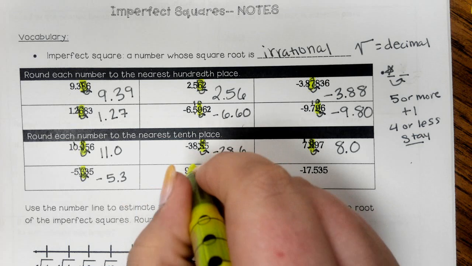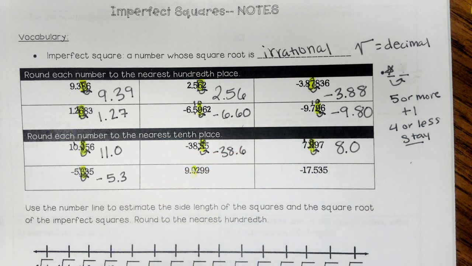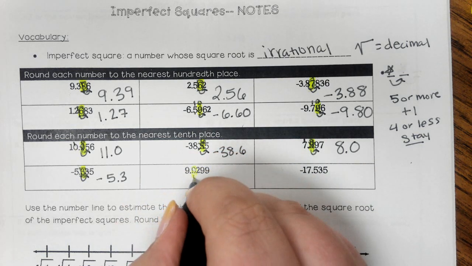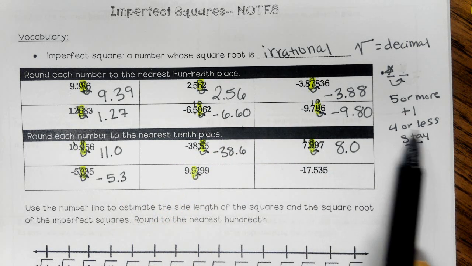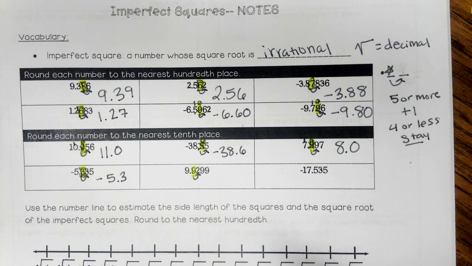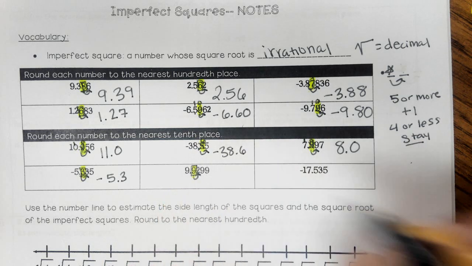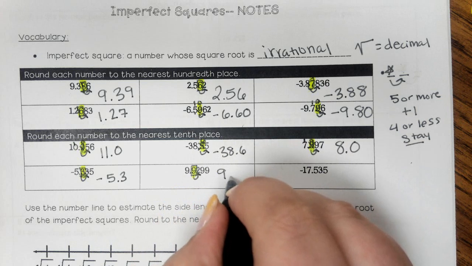Looking at the next 10th spot, that is a 9. Look right behind it to see how to round. Right behind it is a 2. 2 is 4 or less, so it's going to stay as a 9. I keep that as a 9. So now I have 9.9.